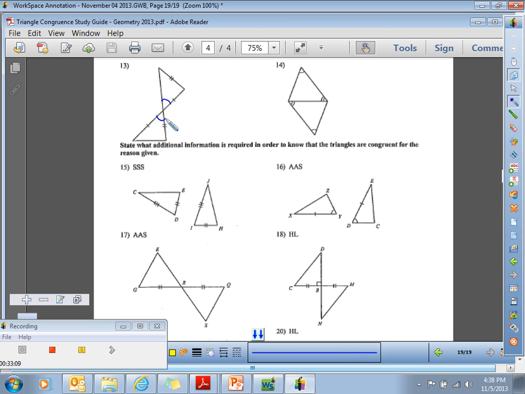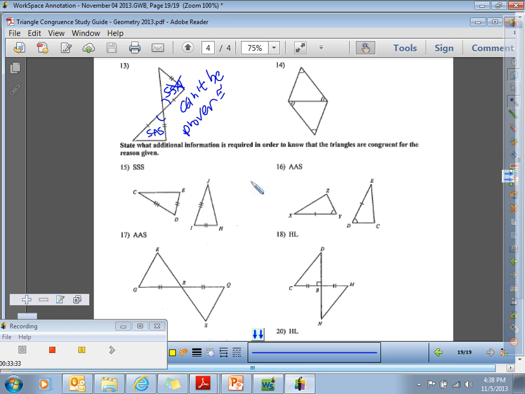13, they have vertical angles they share. This side and this side are marked congruent to this side and this side. Over here it says side, angle, side. You have to check and make sure both triangles match. Over here this would be side, side, angle, because the angle's not in between the two sides. These don't match, and this doesn't prove congruency. So we say can't be proven congruent.